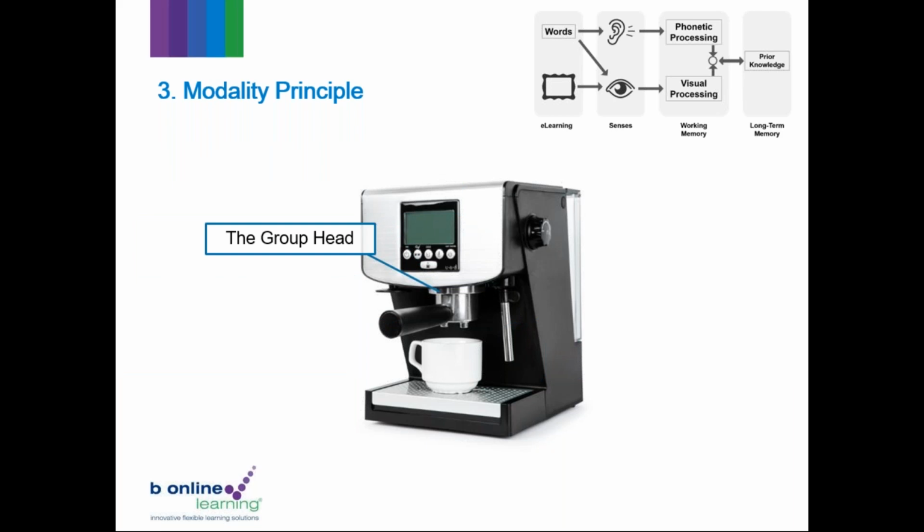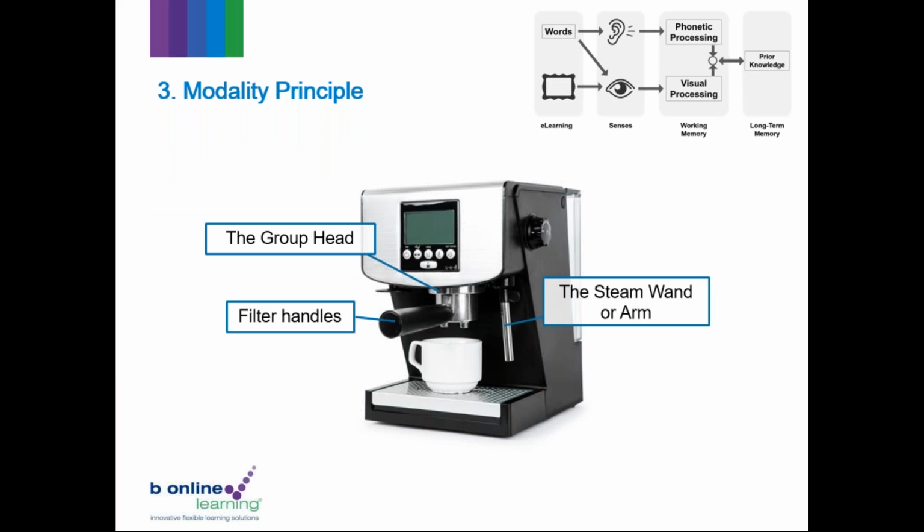The group head is part of the machine where hot water flows into the coffee beans held in the filter handle. Filter handles hold ground coffee under the group head. This is a double or twin spout head. The steam wand or arm is used for frothing milk. The wand dispenses dry steam under high pressure. Something like that. I know I'm not a great audio person, but something like that.